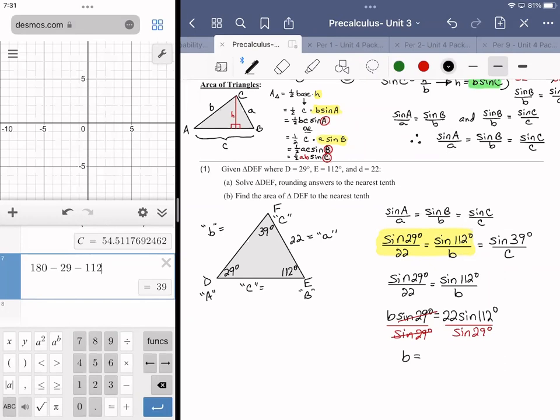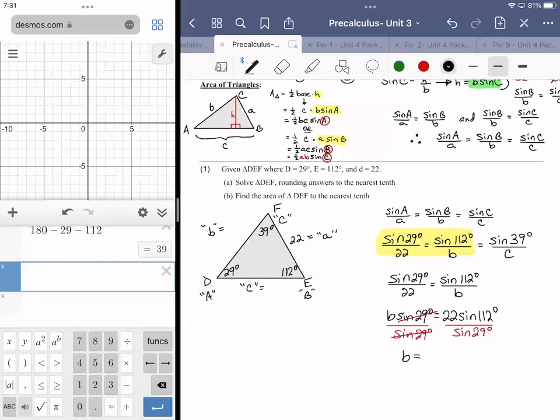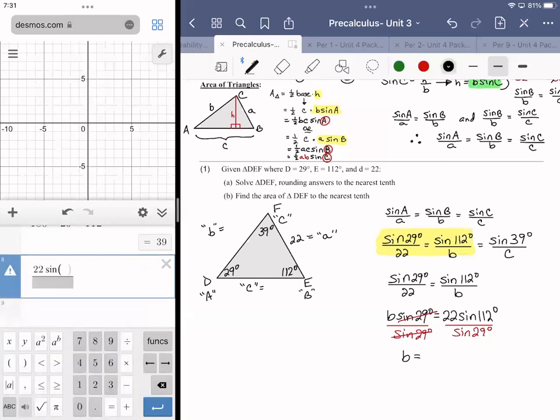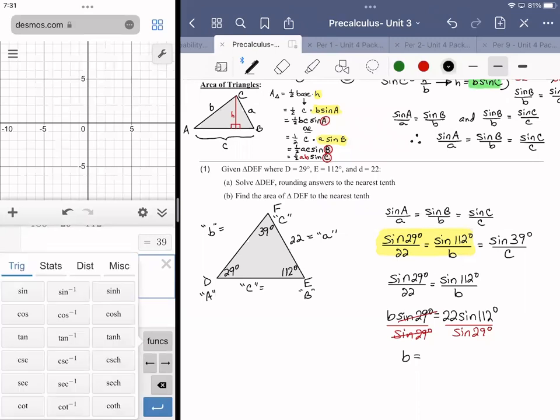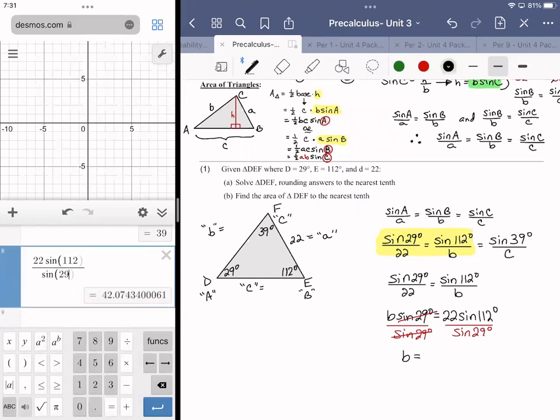On the right, I could just pop that into Desmos, just make sure you're in degree mode. As a fraction, I would say 22 sine of 112 over sine 29. Now he said nearest tenth, so this would be 42.1.